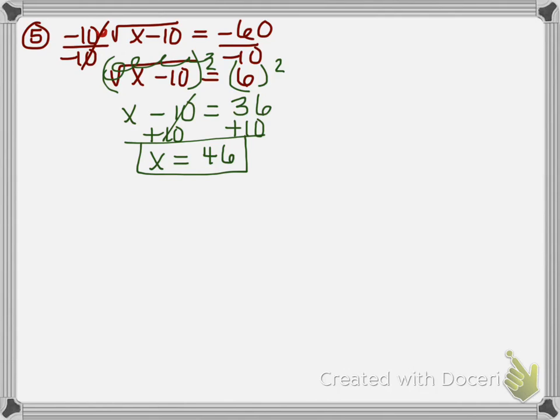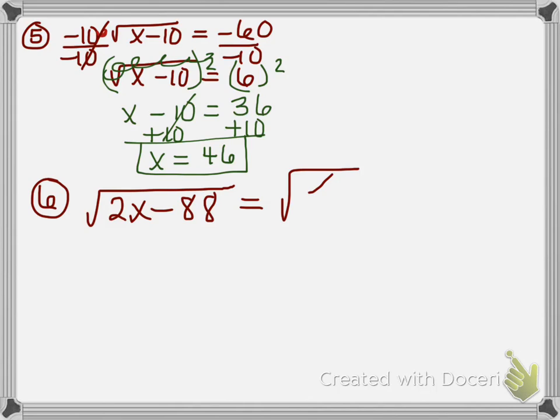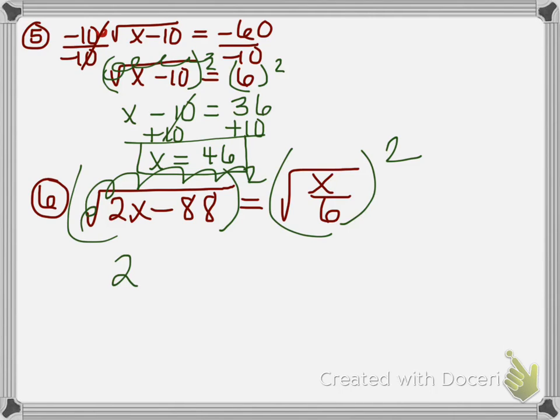Moving on to problem number 6. So in this one we have a square root on both sides. There's nothing outside, so we go ahead and take care of squaring both sides. Once we do that, both square roots are gone. So we just end up with 2x minus 88 equals 2x over 6. Now we're trying to solve for x, so the first thing I need to get rid of is my denominator, which is this right here.